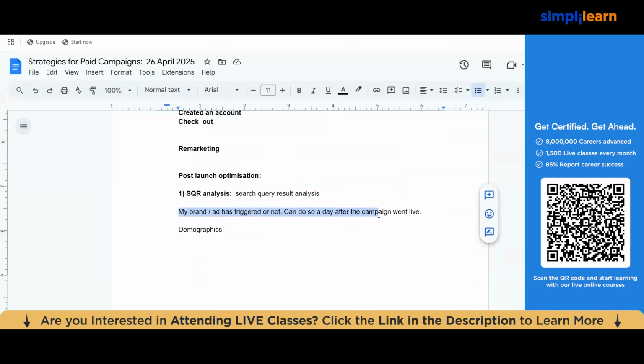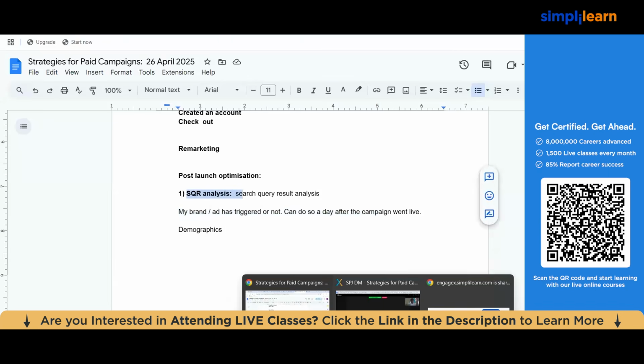So even if your ad is right now triggered and you did the manual bidding, the algorithm still plays a very important role. The algorithm needs to know which audience would be the right fit for your ad, and it adjusts itself. So don't do it immediately. At least let the ad run. The first thing you can do the next day is this SQL analysis. This you can do immediately. Then after 3 to 4 days, you need to do the keyword analysis.